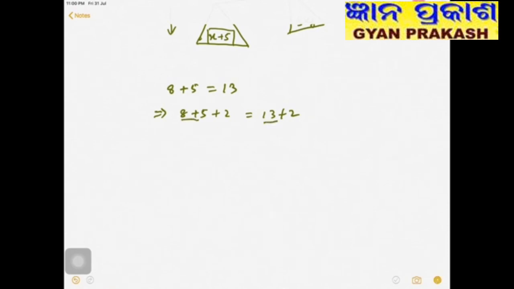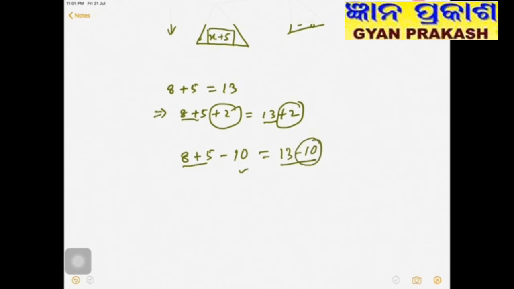Okay, it was earlier given, if I add something here, I must add something to the right side, and if I add something or subtract something from here, suppose I want to subtract 10, then I must subtract 10 from RHS also, then only they will be equal again. If I subtract 10 from LHS, and if I don't subtract it from the right, then you see 8 plus 5, 13 minus 10, it will be 3, but here it will be 13.